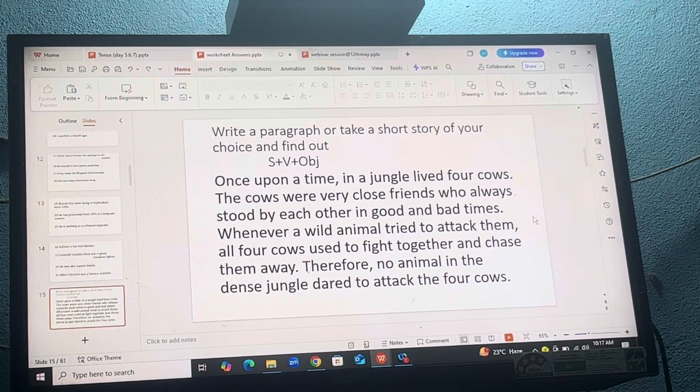So what you can do is take a snap of the story and try to figure out what is subject, what is verb, and what is object. In case you get any queries, please try to comment in the comment section.